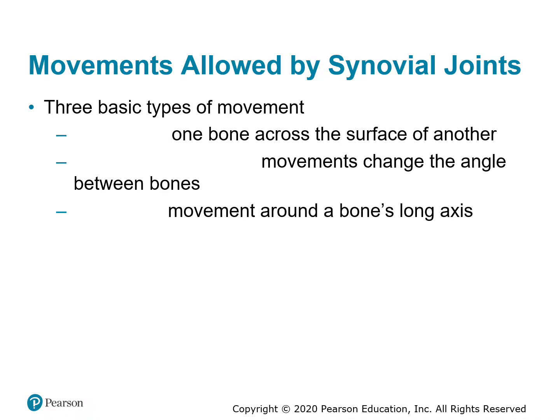Okay. What kind of movements do synovial joints allow? Remember, diarthroses are those highly movable joints. They're the ones that can do all kinds of stuff. There are 3 basic types of movements that our synovial joints do. The first is going to be a gliding motion. That's just one bone moving across the surface of another bone.